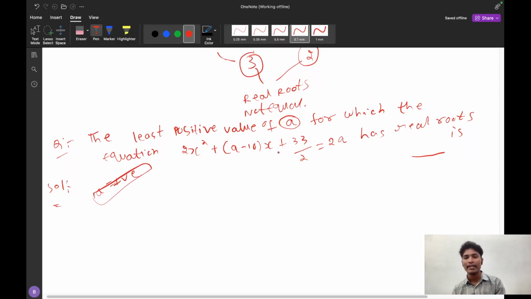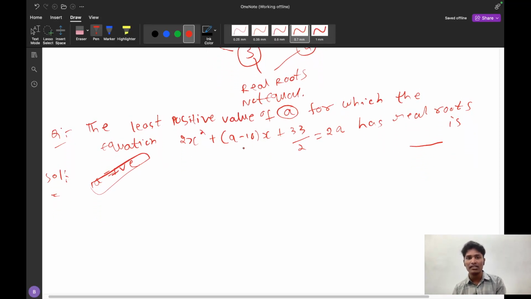And second thing, we have to find the value of a for which this equation, they have given one equation, has real roots. So they already gave the quadratic equation, and we already know how we can find the nature, that is the d value, b square minus 4ac. They are simply saying that it has real roots. So in order to have real roots, it should be b square minus 4ac greater than 0. So if I apply this condition to this equation, I will get the value of a.